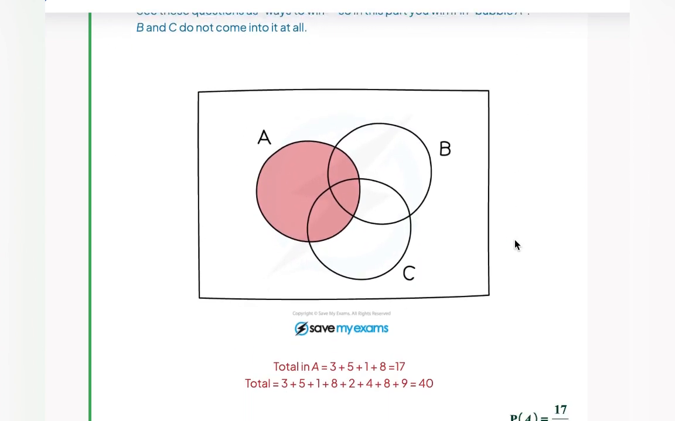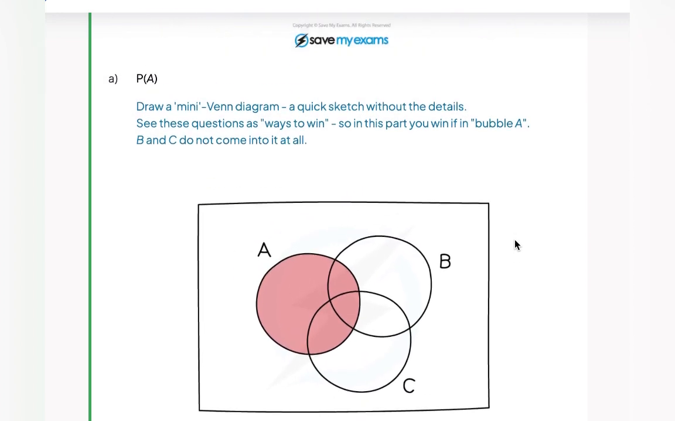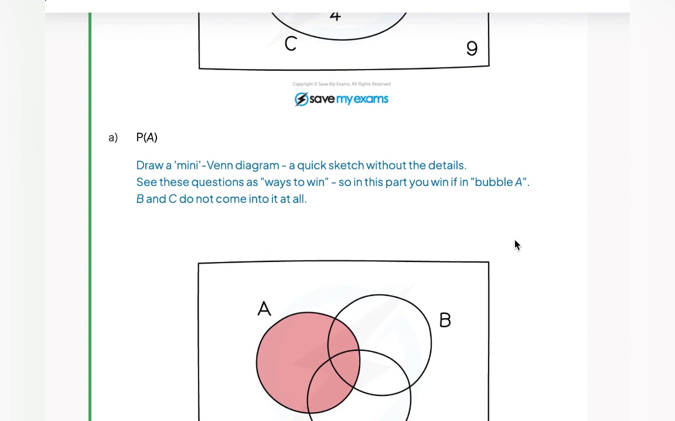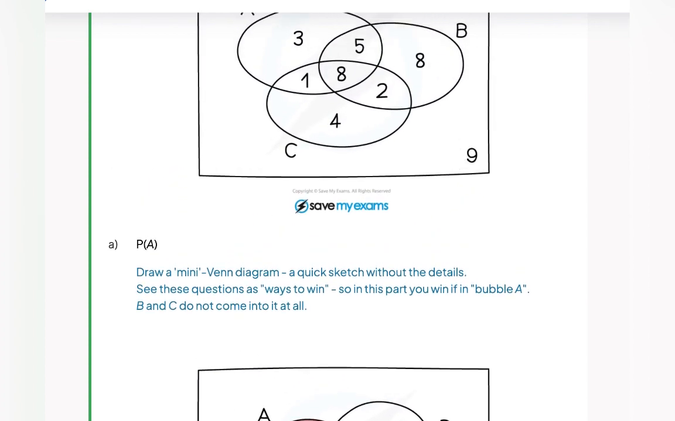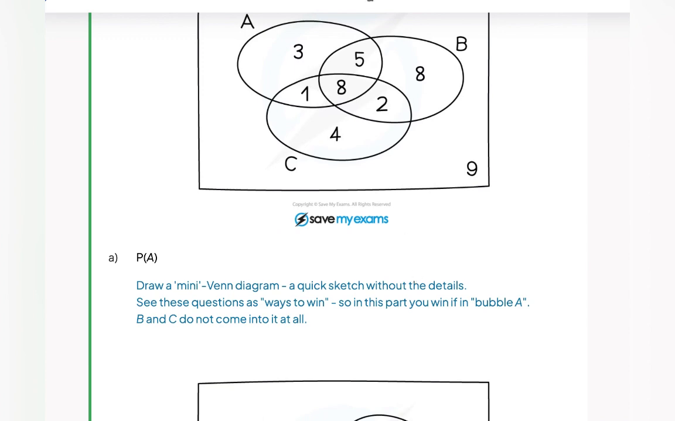Whether they overlap or not, we total them up. And then we total everything up. Find the probability of element in set A. That's the question. So let's sum up the elements in set A first. 1 plus 8, that's 9. 9 plus 5, 14. 14 plus 3, that's 17. So the number of elements in A.